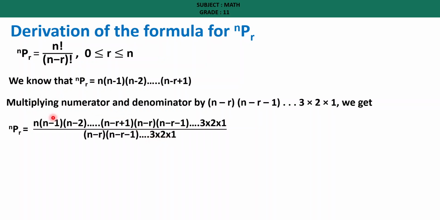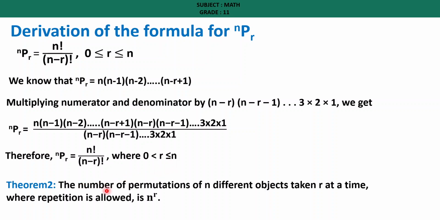2 into 1. By observing this, the numerator we can write as n factorial and the denominator we can write as (n minus r) factorial. Therefore, nPr is equal to n factorial divided by (n minus r) factorial, where 0 is less than or equal to r less than or equal to n. The number of permutations of n different objects taken r at a time, where repetition is allowed, is n power r.